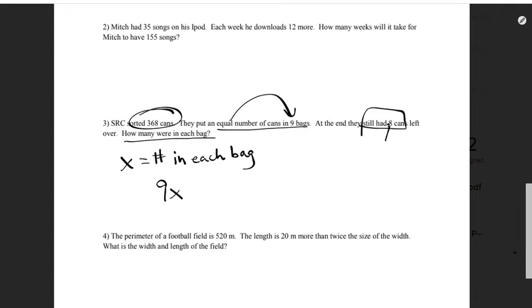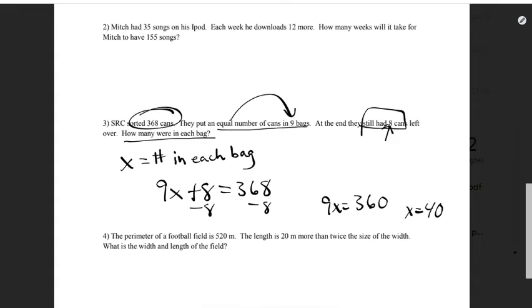Oh, plus, up here it says, plus the 8 will all equal 368. And minus off the 8, minus off the 8. And I have 9x is equal to 360. If I divide by 9, x is equal to 40. Okay, so if I go 40 times 9, that will get me up to 360, plus the 8 will be 368. So you can always go back and check as well.